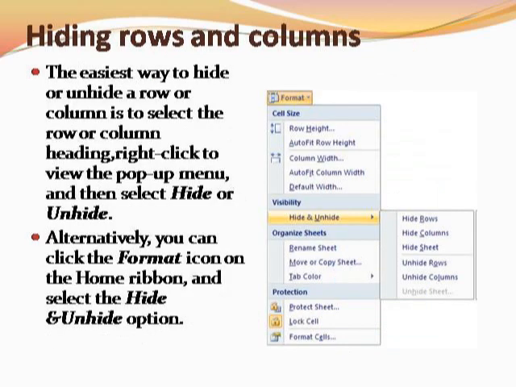Now if you want to hide some rows and columns from your workbook, maybe you have some sensitive data which you don't want to share with others, you can easily hide your rows and columns. The easiest way to hide or unhide a row or column is to select the row or column heading, right click to view the pop-up menu and then select hide or unhide. Alternatively, you can click the format icon on the home ribbon and select the hide and unhide option.